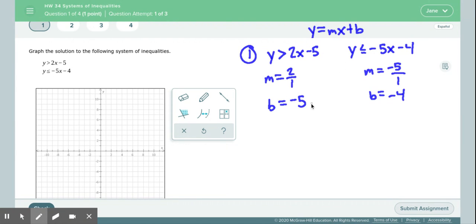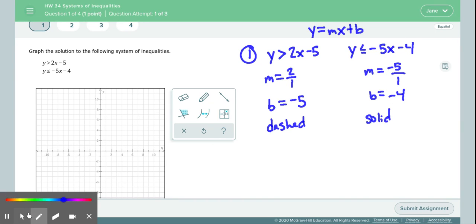Another thing on your work page to include would also be, are you going to use a solid line or a dashed line? So for my first inequality, since it's just greater than, I'm going to use a dashed line, which means that these points that I'm about ready to graph would not be a part of the solution. But this one says or equal to, which means I'm going to use a solid boundary line.